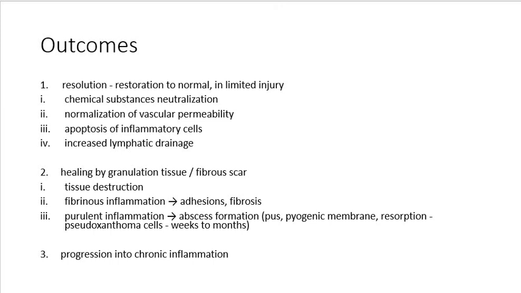But imagine a situation where there is a big wound on your leg and there is some sort of infection there, you will have tissue destruction. There will be fibrinous inflammation because your skin needs to come back together, so you will have adhesions, fibrosis. Or because of an infection, you can have purulent inflammation. There will be abscess formation, some pus, and that will take longer to heal. It will be weeks to months. So basically, it can eventually progress into chronic inflammation as well.